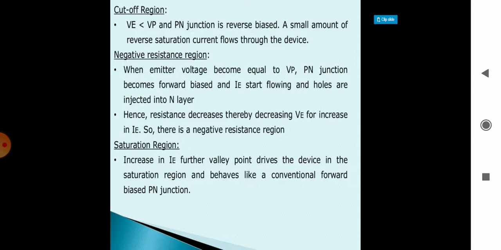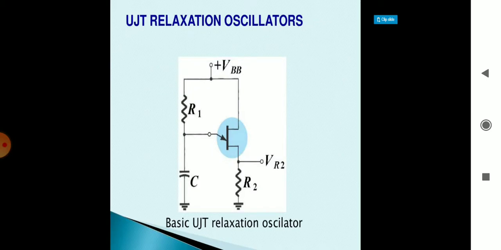So this is about the UJT structure, symbol, and the operation of a UJT and VI characteristic. Now there are many applications of UJT, but the major application of a UJT is the UJT relaxation oscillator. That is, we can use this UJT to turn on the SCR.